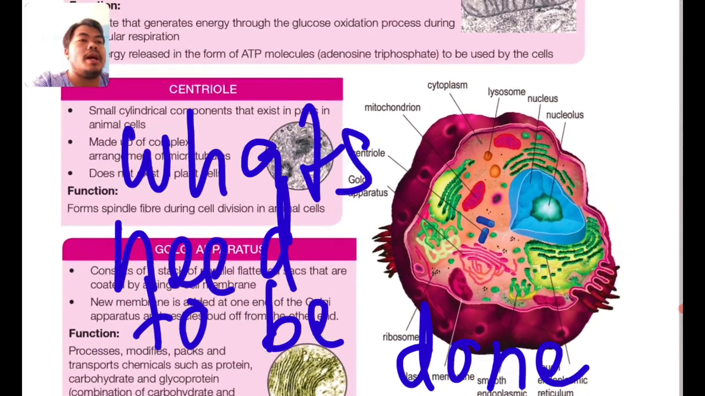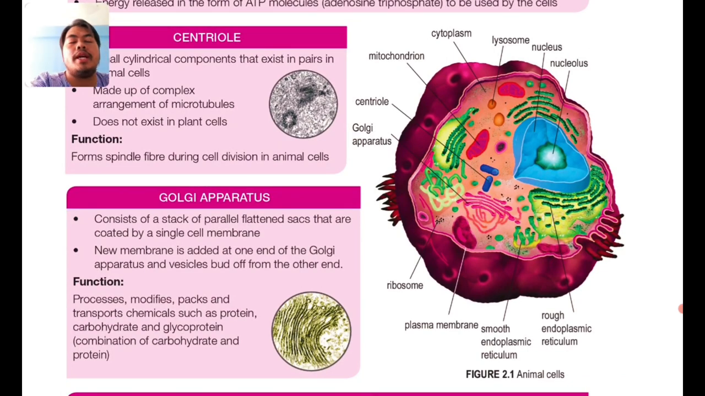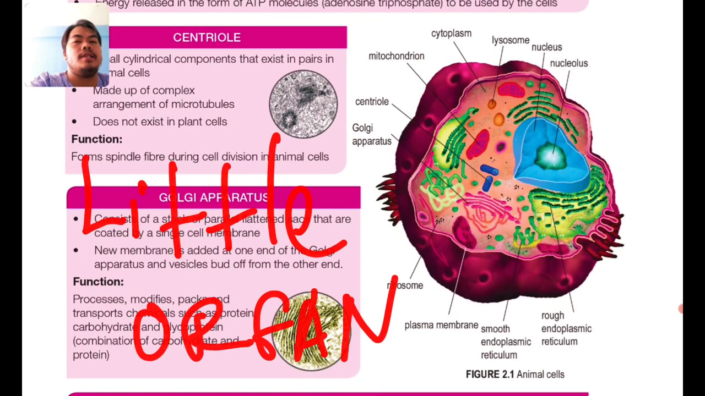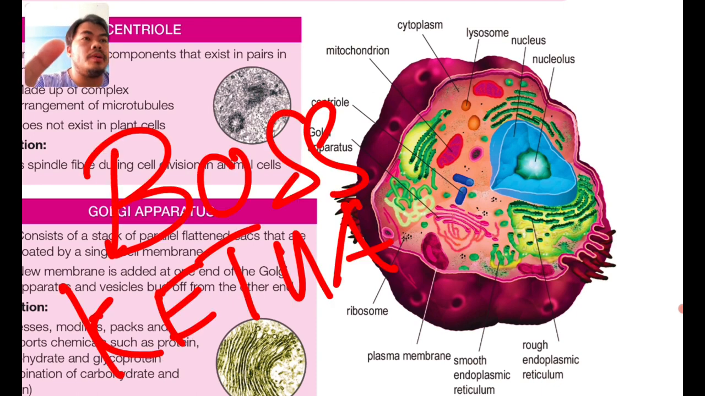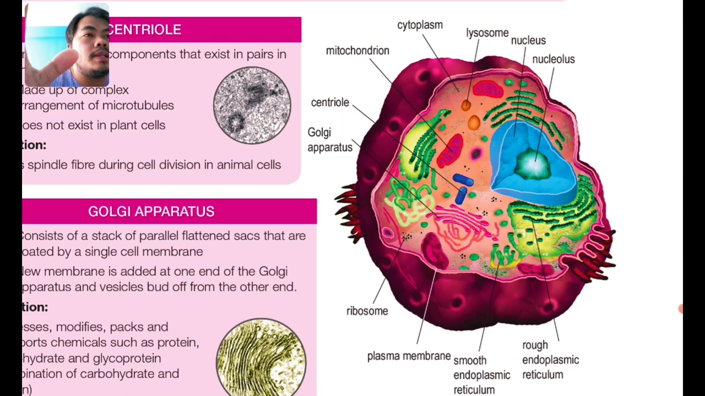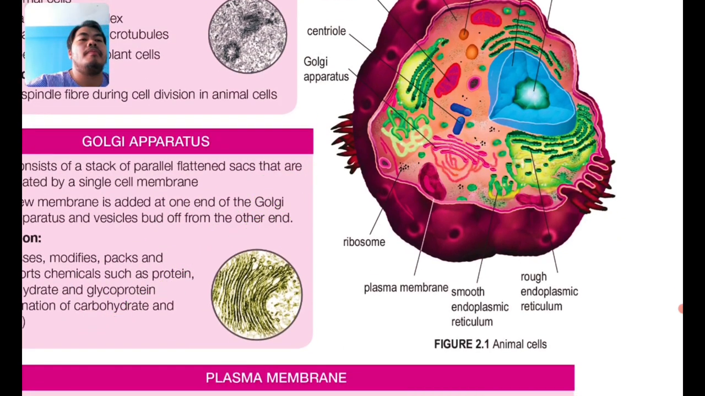So as you can see right now, there are several structures. We call them organelles. What is an organelle? An organelle is the little organ of the cell. So in this figure, we can see the nucleus, okay? The nucleus, which is the boss of the cell. And we also have the nucleolus inside it, all right? And then we have lysosomes, cytoplasm, mitochondrion, centriole, Golgi apparatus, ribosome, plasma membrane, smooth endoplasmic reticulum, and rough endoplasmic reticulum. Okay, this is for the animal cells.